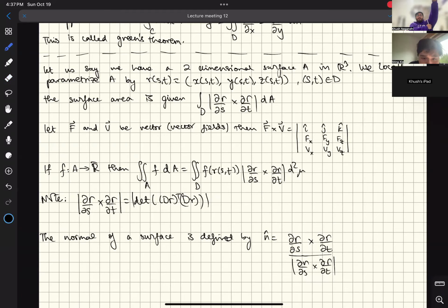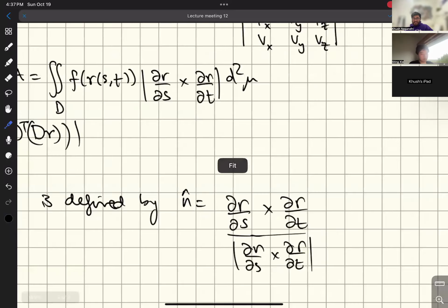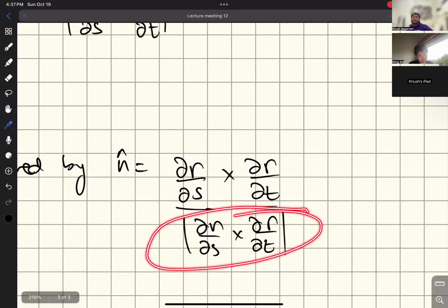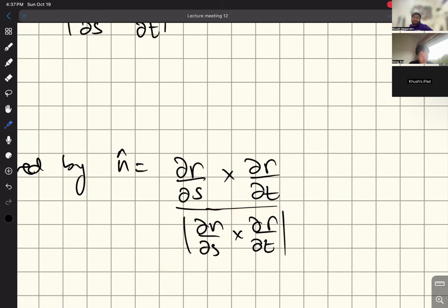Okay, so this actually brings up a good question. Is every surface orientable? As in, does there exist this normal vector for every surface? And the answer is no, right? One of the ways you can see that the answer is no is that this thing could be zero. If this thing is zero, you sort of blow up. But something more subtle actually happens as well.